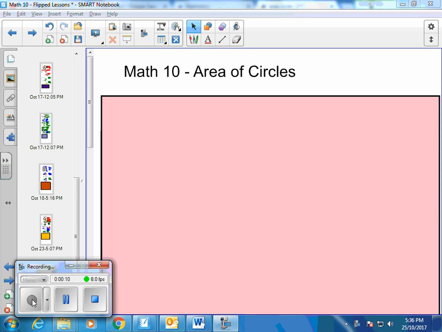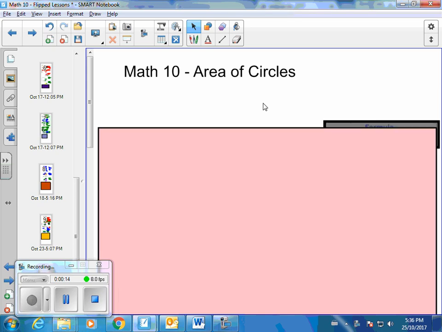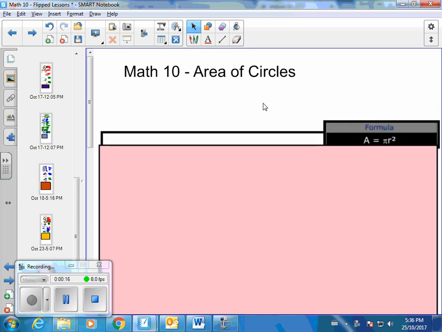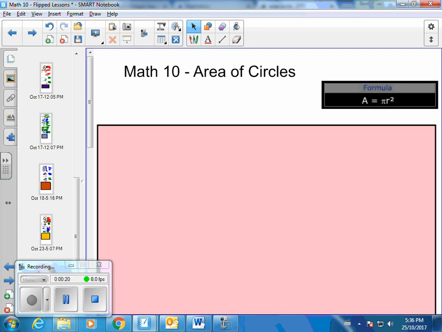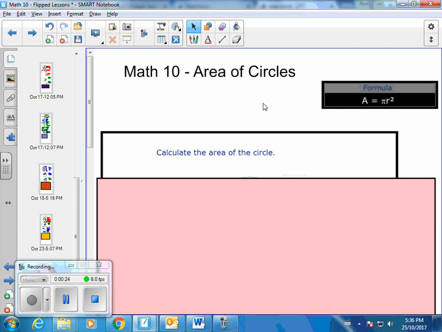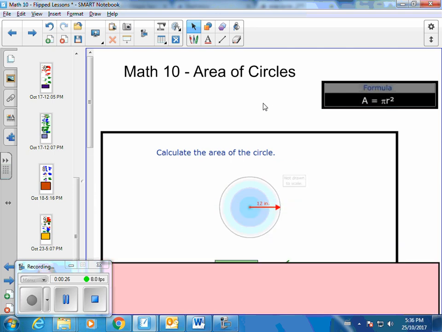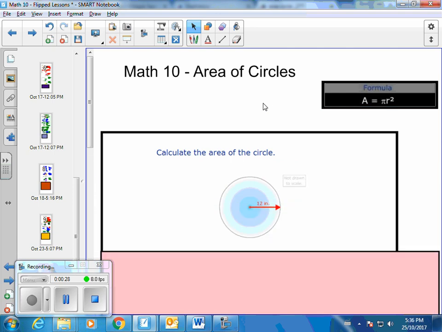Area, just like all the stuff we've covered before, triangles, quadrilaterals, squares and rectangles, we have a formula to use. It's very, very simple. All we have to do is find out what information we have from the problem in front of us and plug it into our formula. So what we're looking for here is they want us to calculate the area of a circle.